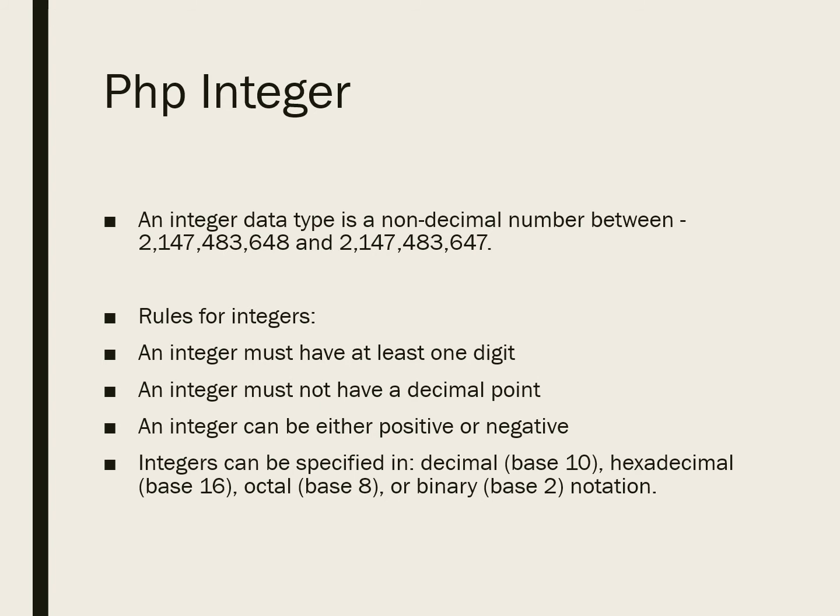An integer must not have a decimal point. If there is a decimal point between any integer or group of integers, then it will not be considered an integer according to the main case. An integer can be either positive or negative, as we have discussed earlier. And one main thing, integers can be specified in decimal form (base 10), hexadecimal (base 16), octal (base 8), or binary (base 2) notation forms.